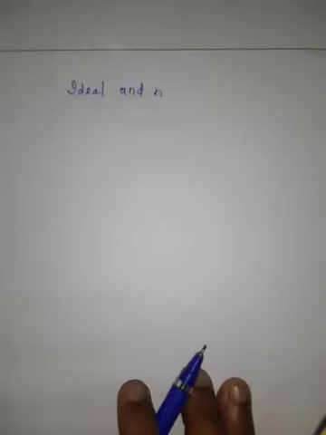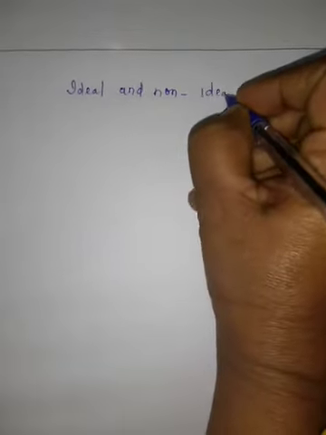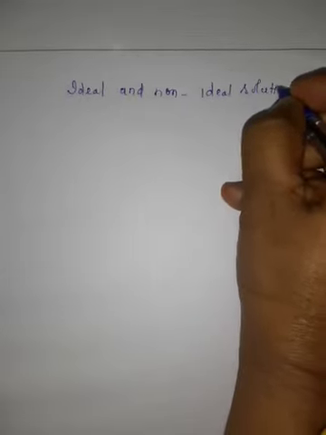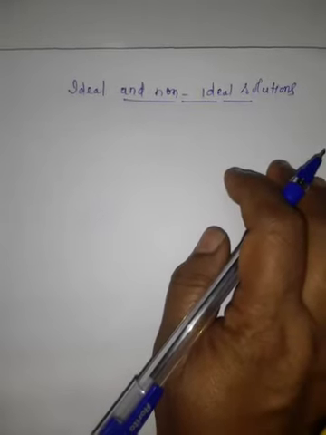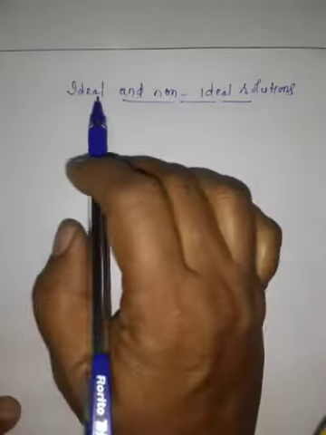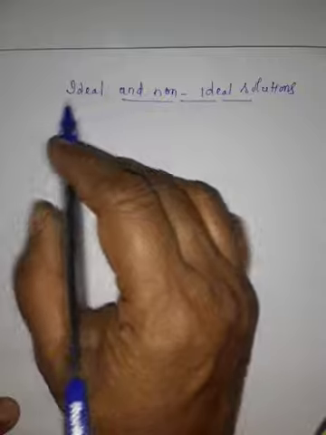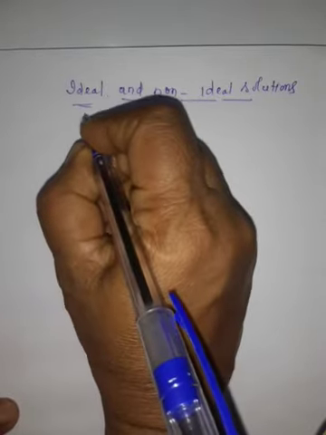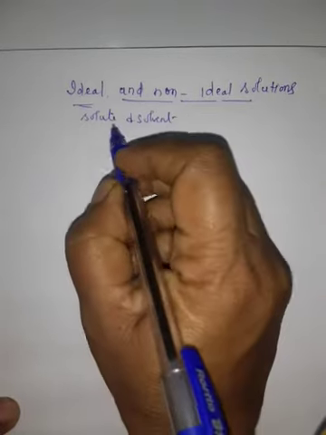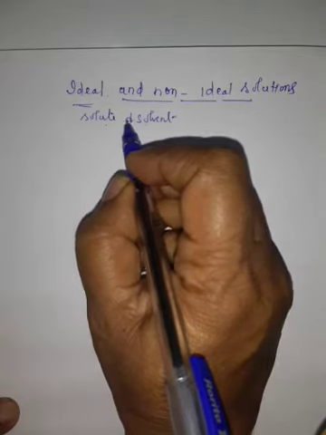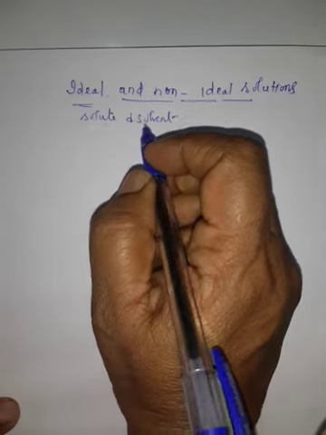Children, today we are going to learn about ideal and non-ideal solutions. What is meant by ideal and what is meant by non-ideal? An ideal solution is one in which each component in a solution containing solute and solvent, that is, the solute and solvent in the solution, obeys Raoult's law over the entire range of concentration. It is called an ideal solution.